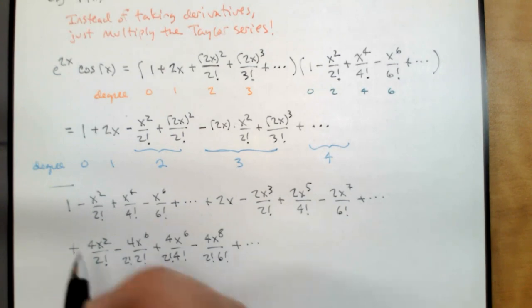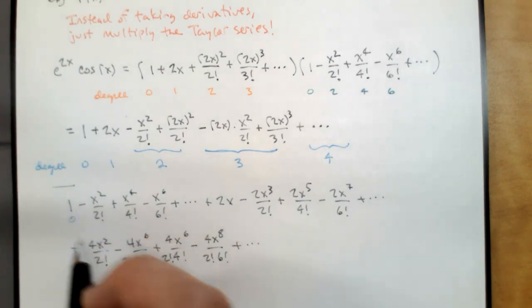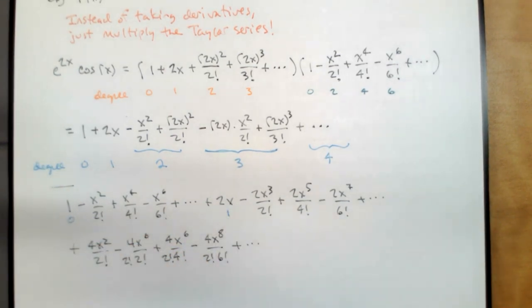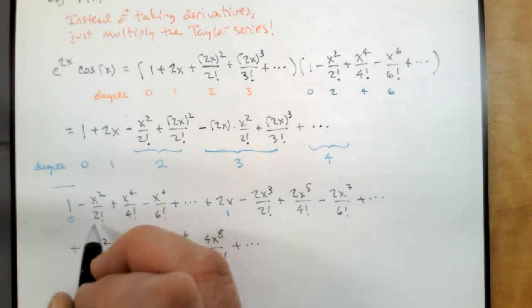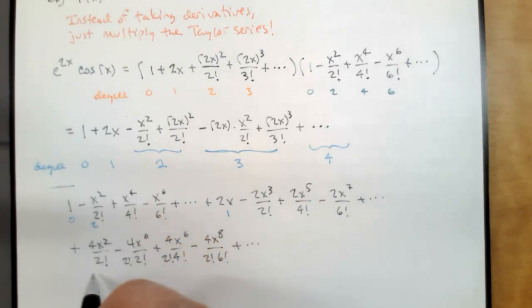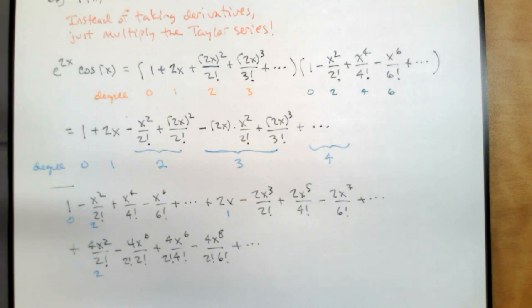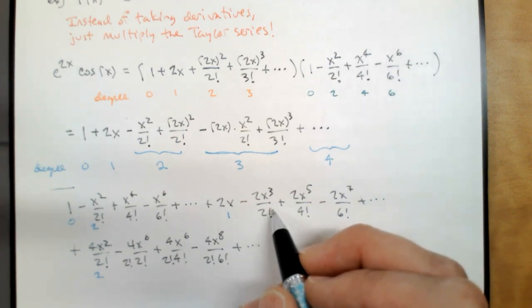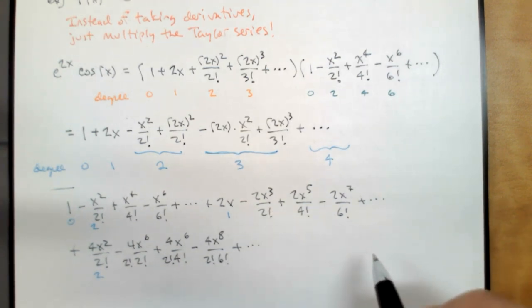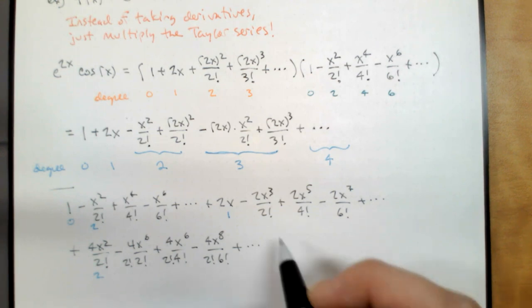Then we just need to pick out the degree 0 terms. Here's a degree 0 term. Here's the degree 1 term. The degree 2 term happens here. There's degree 2. There's degree 2. The degree 3 term happens here. Here's degree 3. Oh, and there would be another one here.